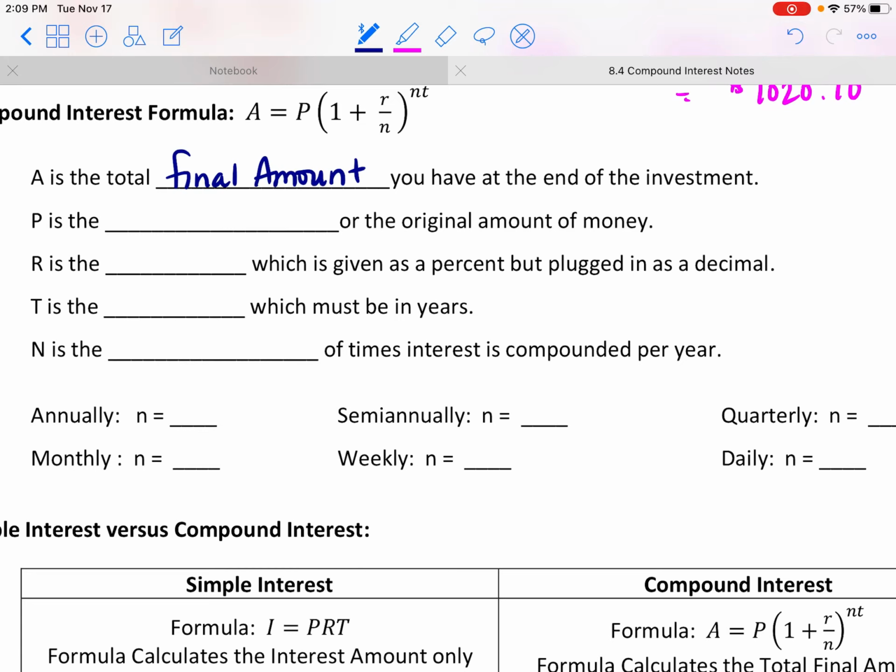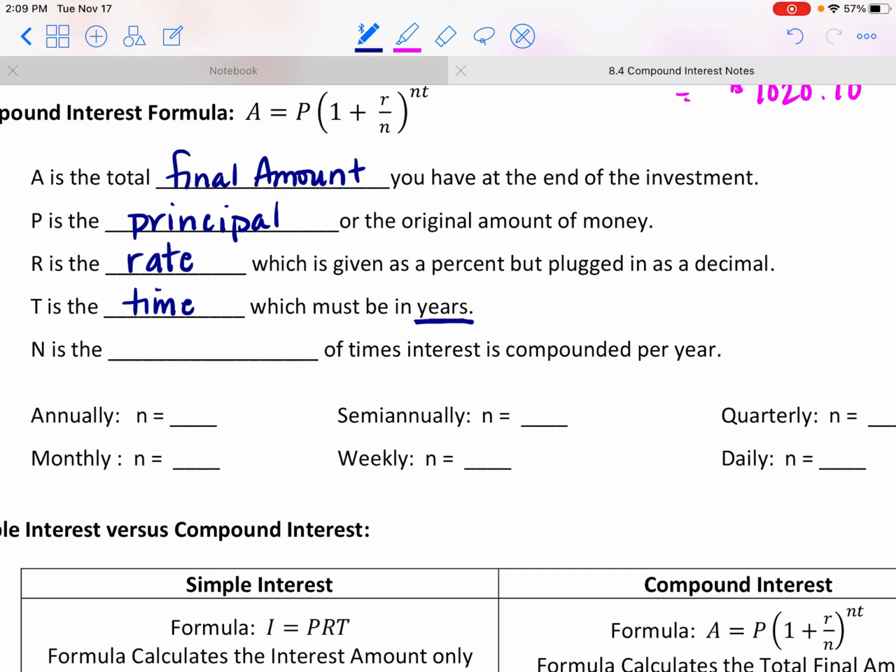Okay? P still represents the principal. So it's the starting amount, the original investment, or the original amount of money that you borrow. R is still a rate, and it will be, again, given as a percent, but we want to plug it in as a decimal or a fraction. T is still a time. And now for our simple interest formula, that time has to be input in years. So if we have a time that is not given in years, it's going to have to be converted.